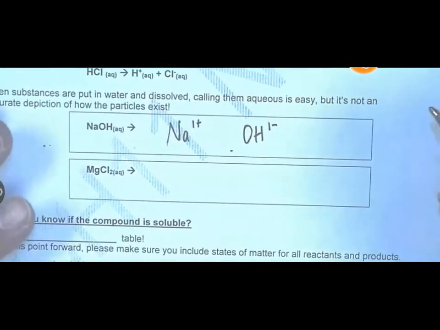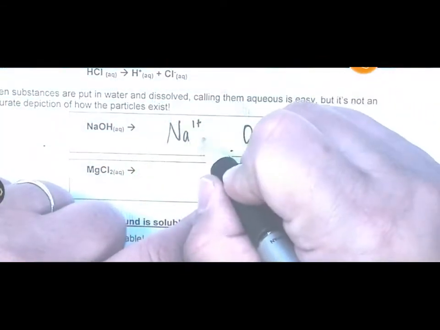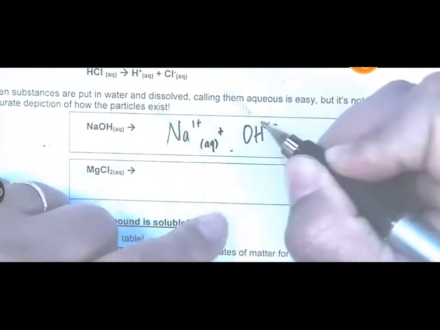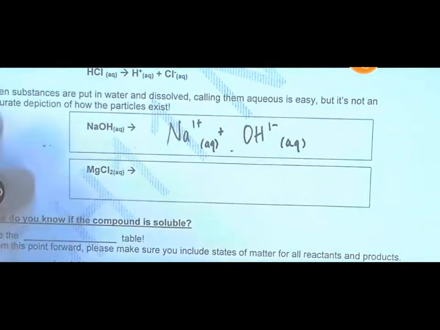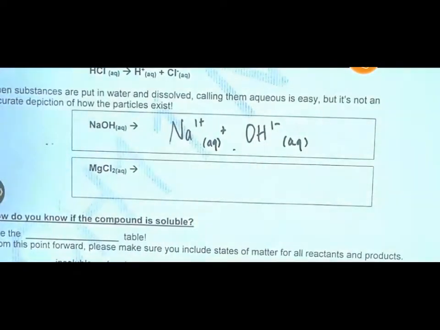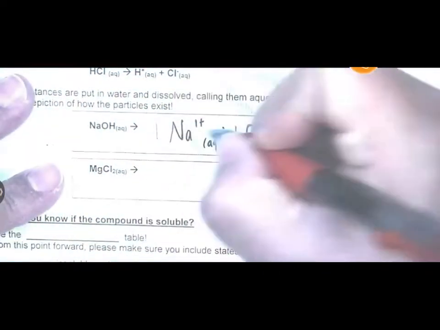And it's best to represent these as dissolved ions, so that's going to be aqueous and aqueous. And then I make sure that they are balanced. So 1 Na, 1 Na, 1 hydroxide, 1 hydroxide. So technically, these all have a coefficient of 1.